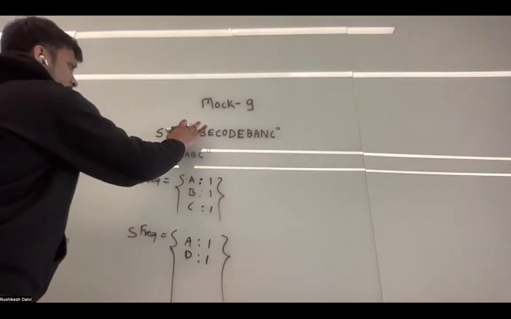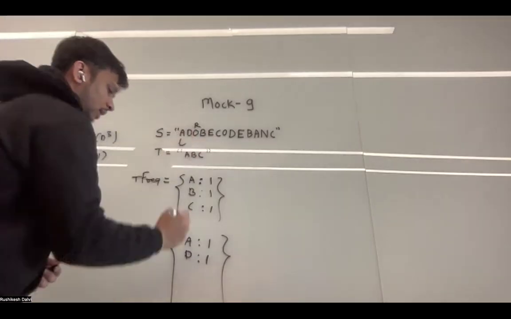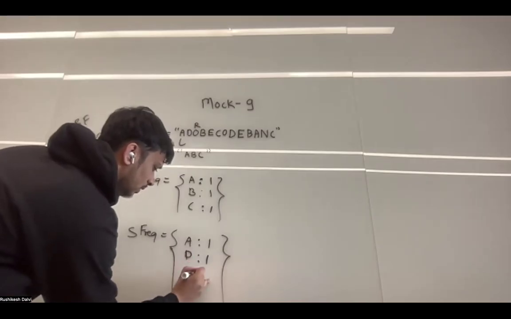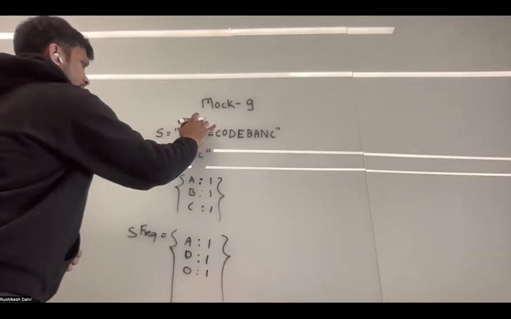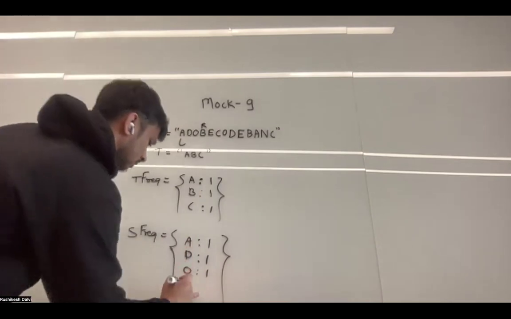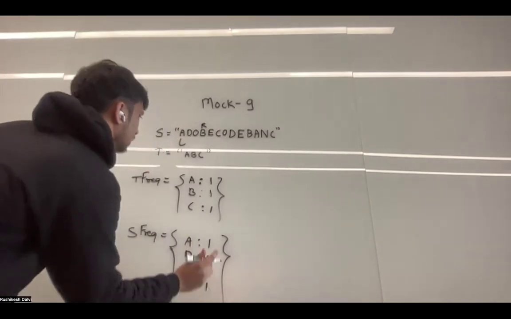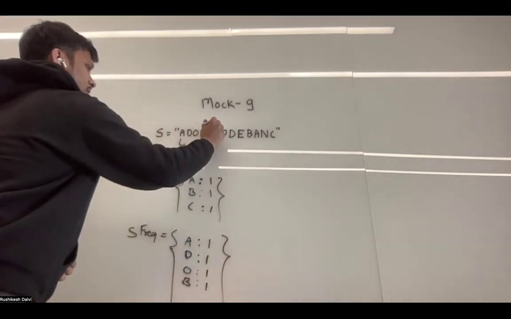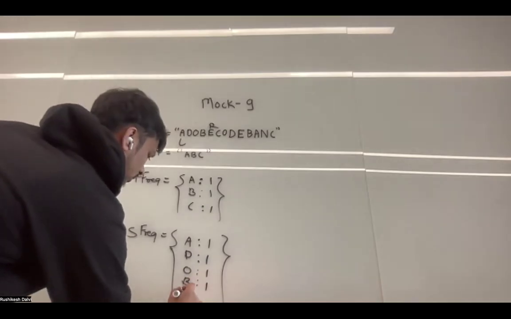Again, I will increase my R. So that will be O. Again, I will increase my R. That will be B. Frequency is one. So C.